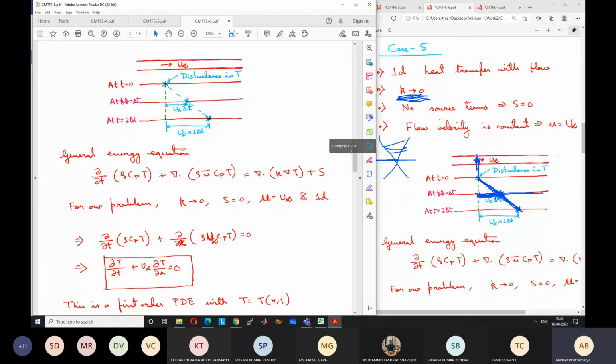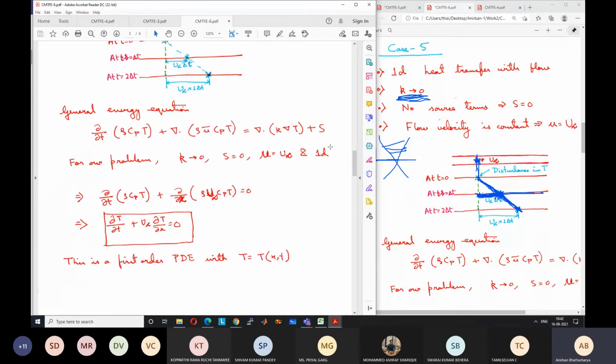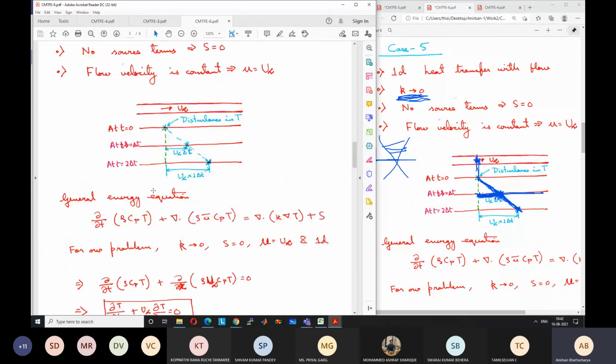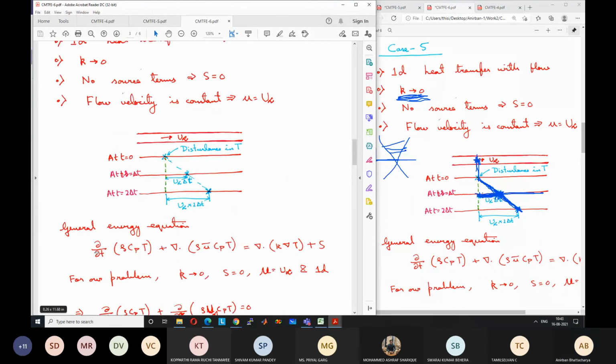Let us try to see what type of equation we have here. The general energy equation we have studied previously, in the first week or second week, I think: del del t of rho Cp T plus del dot rho u Cp T is equal to del dot k del T plus S, where S is the source term, k is the conductivity, u is the velocity, Cp is the specific heat, rho is the density. For our problem, k tends to 0 and the source term is 0, so we can remove the right hand side.